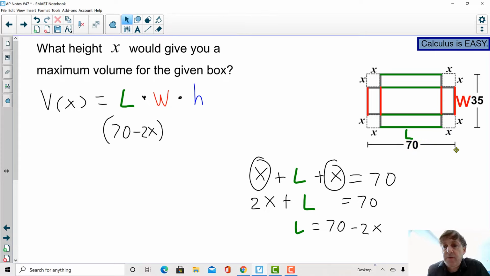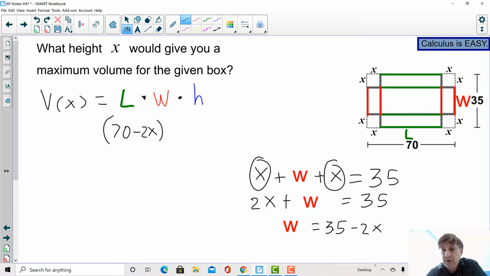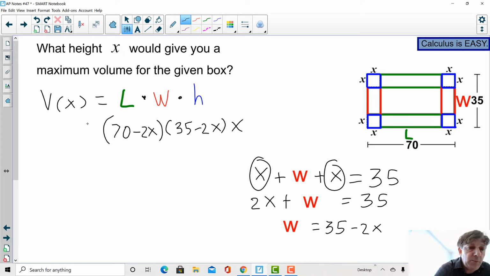Okay, we're going to do a similar thing for the width. The width would be all those red lines right there. And you can see that x plus the width plus x all adds up to 35. So we do a similar calculation, and we get that the width is 35 minus 2x. And the height would be any of those blue line segments, so you can see that's pretty easy. It's just x, so the height is just going to be x, and that's the equation that we want to maximize.